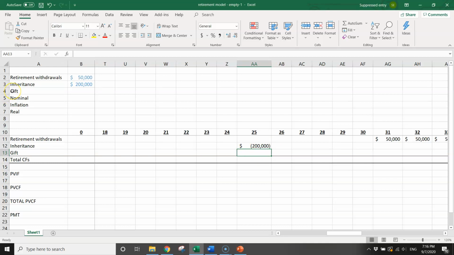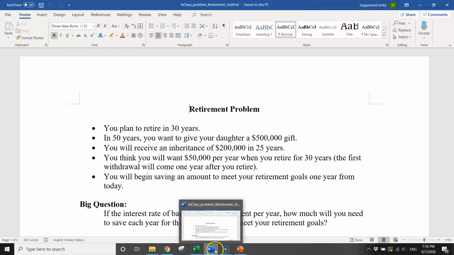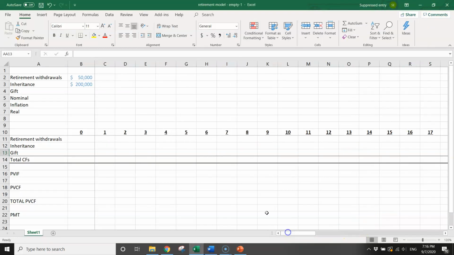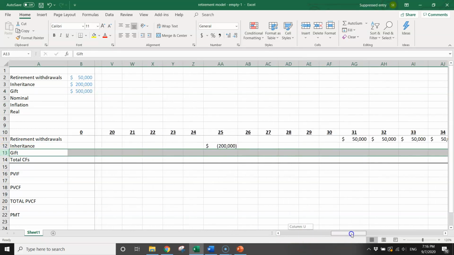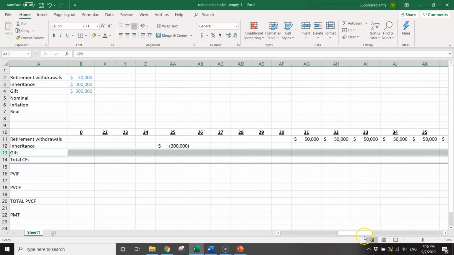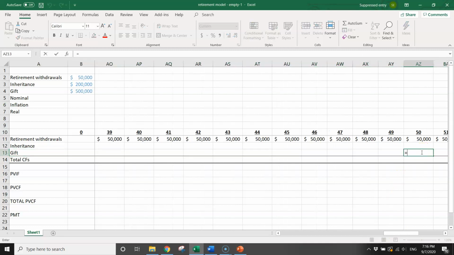Now let's do the similar analysis for the gift. In year 50, you want to give your daughter $500,000. Let's write it down here. So it is $500,000. Now let's go to the row 13 to draw the timeline for this gift cash flow. We go to the time point of year 50, and we link the cell value of AZ13 to the cell value of B4.